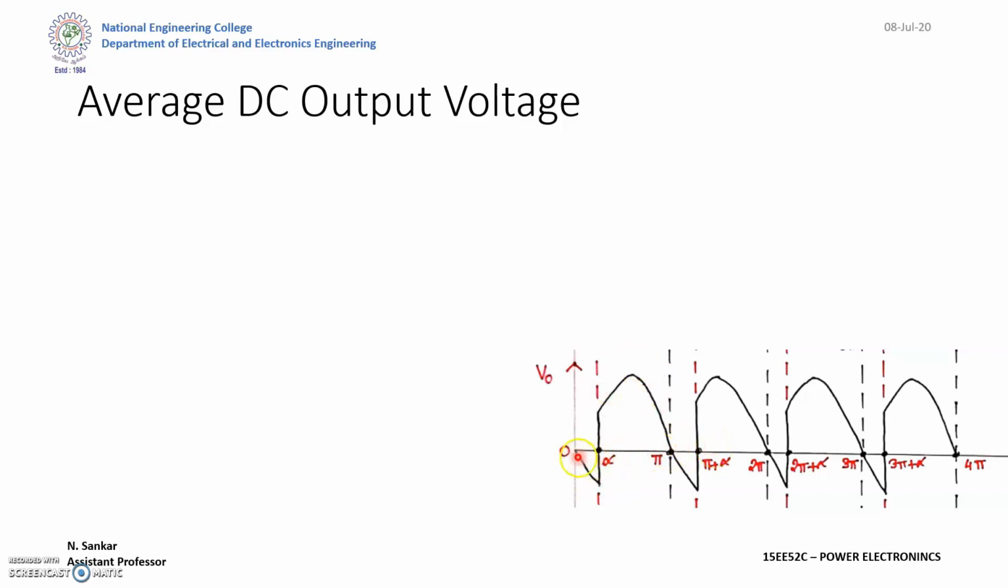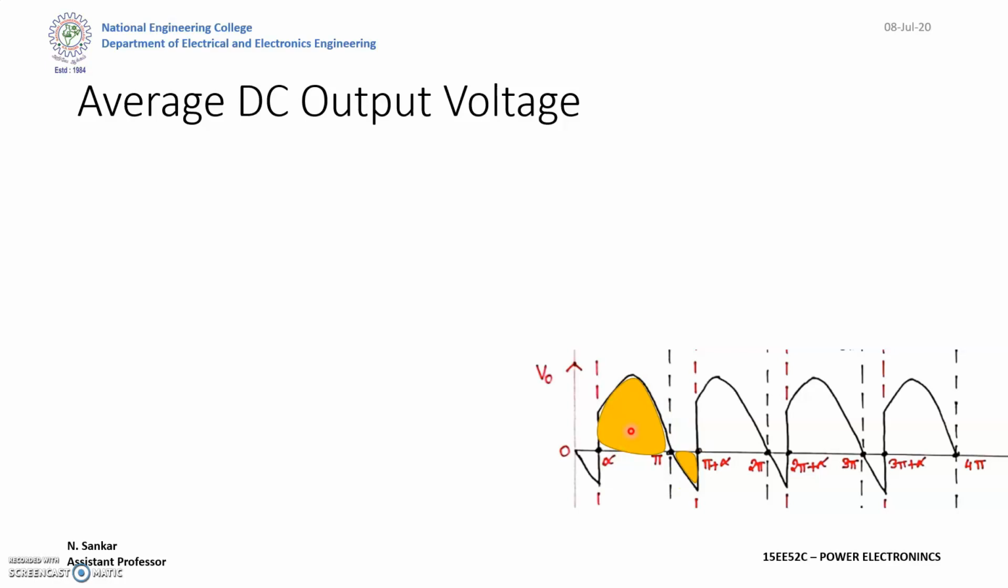Anyhow, this area and this area will be equal. That's why for the purpose of simple integration, I am taking the interval from alpha to pi plus alpha instead of 0 to pi. If you take 0 to pi, it will be much more complex. So I am taking the interval as alpha to pi plus alpha. Our aim was to find the area in the shaded portion for the average DC output voltage.